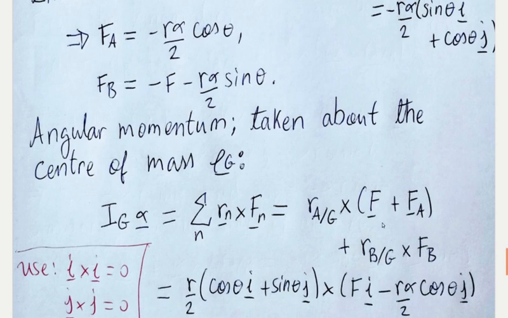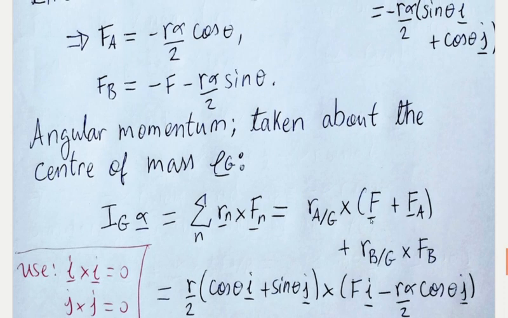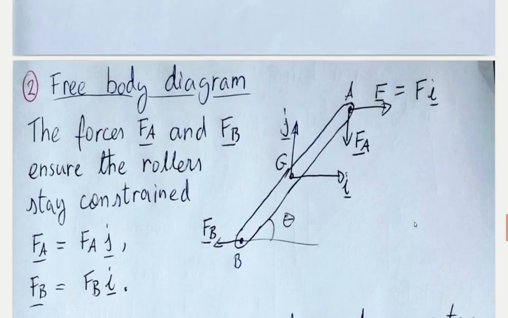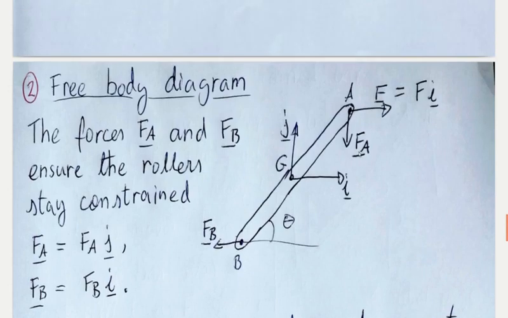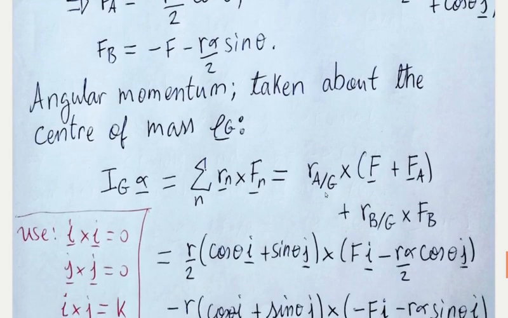So for the applied torques, we need to see where the forces are applied. You see that F and FA are applied in the same position. So we need to take the vector that goes from G to A and cross it with that force. So the vector from G to A crossed with all the forces, plus the vector from G to B crossed with the force at B. So these are the sum of the torques.